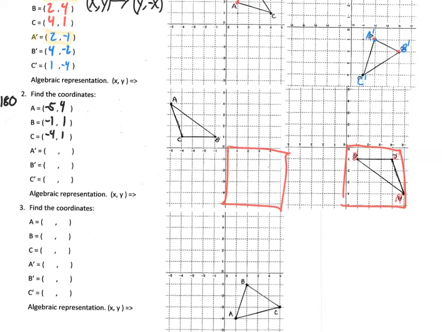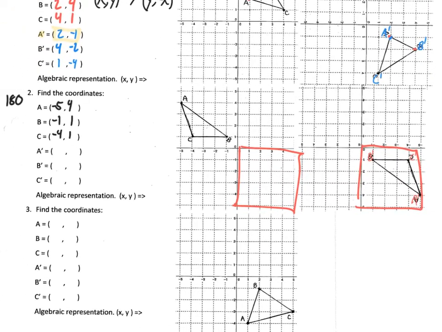I need my A prime, my B prime, and my C prime. A prime is going to be at negative 5. No, not negative 5. I'm sorry, that's the positive direction. That will be at 5, negative 4. B prime will be at 1, negative 1. C prime will be at 4, negative 1.